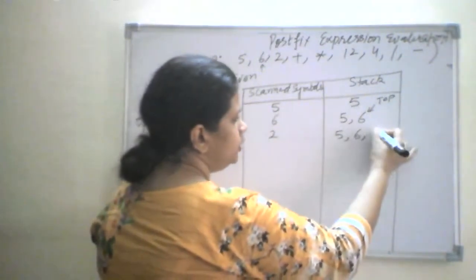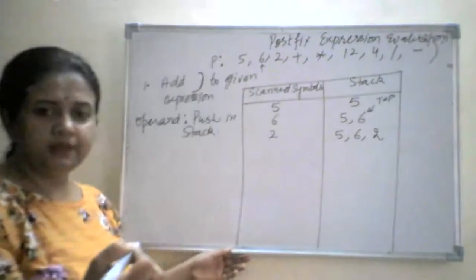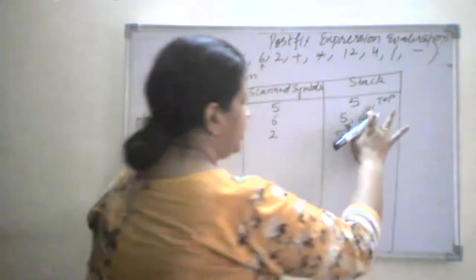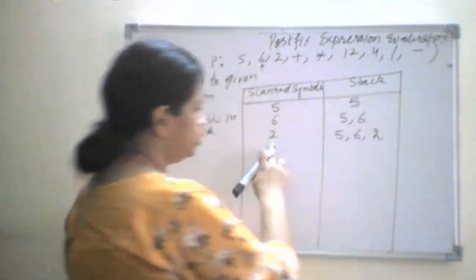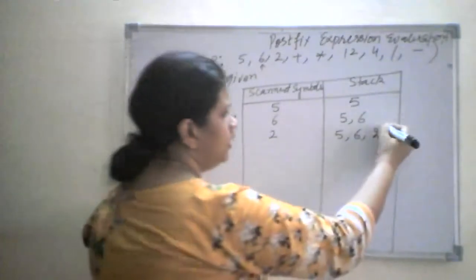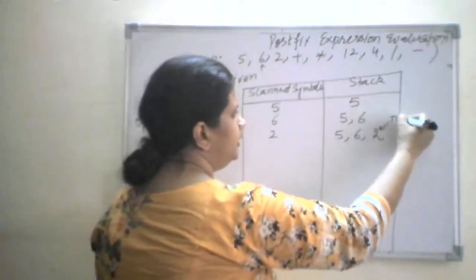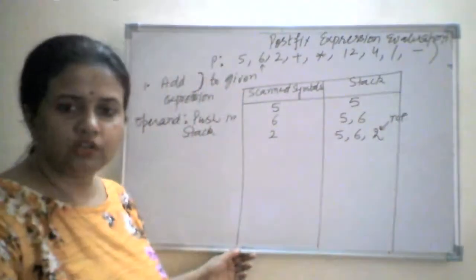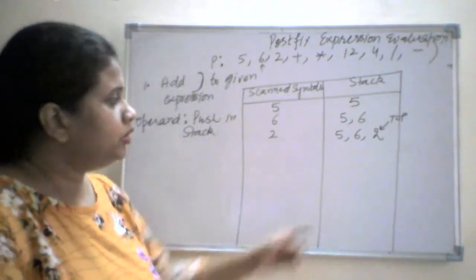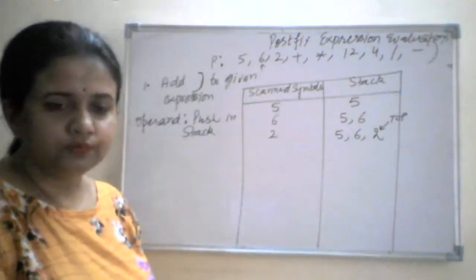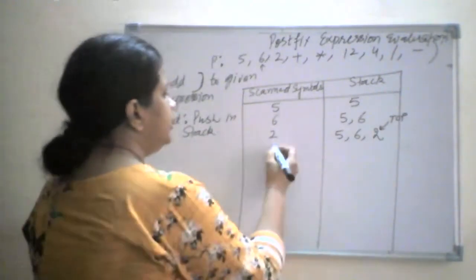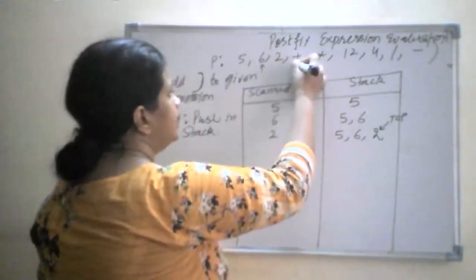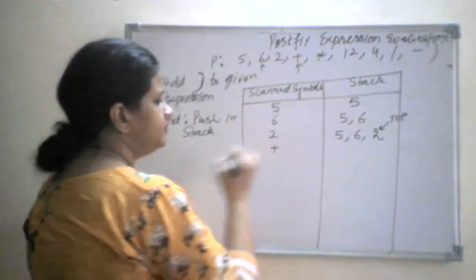So now you will have 3 elements in your stack. And with pushing 2 inside the stack, your top will be updated. Earlier your top element was 6. Now your top element is 2. Fine. Now let's scan the next element, that is the plus sign.